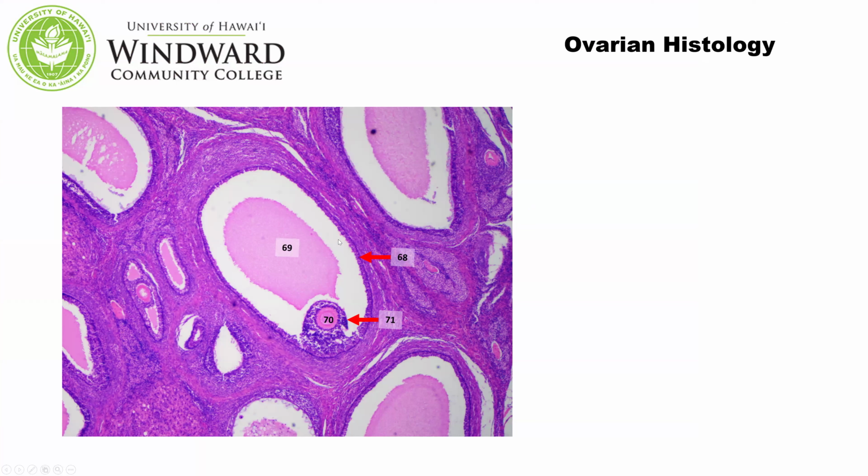Okay, some histology here. What kind of follicle was this? Cumulus oophorus. No, just the general name for the follicle itself. Is it a primary, a primordial? It's an antral follicle or Graafian follicle. So 69 is that fluid-filled antrum. What is 68?